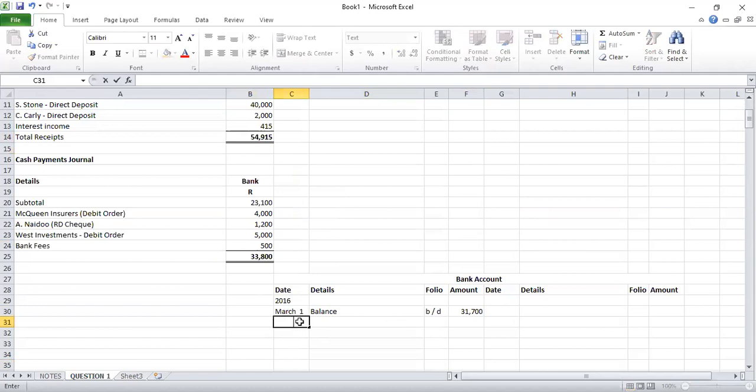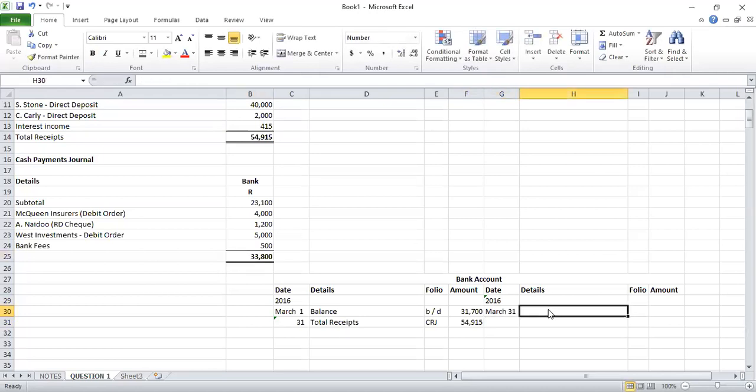So left, 31, total receipts. That's CRJ, because it's coming from the CRJ. This total here, the 54,915, the total of the cash receipts. Then the payments, they reduce the money that we have in our bank account, so they go on the credit side. That's total payments. That's CBJ, which is 33,800.